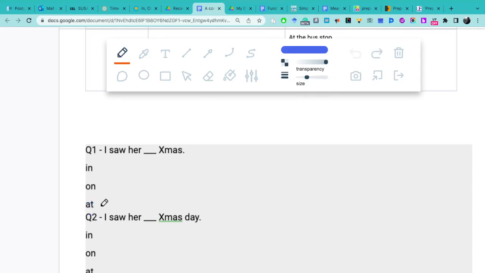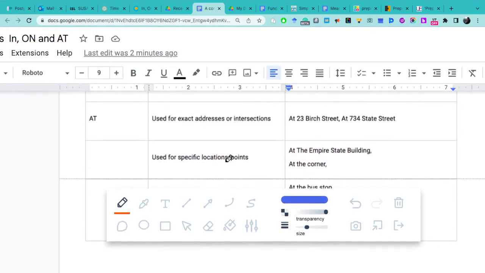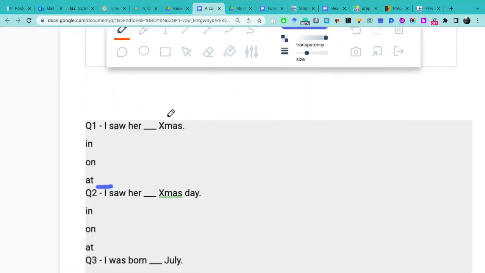So this is the preposition that we must use. Why? Because the rule says that, let me go up, with Christmas we must use at. I saw her at Christmas. Question number two: I saw her Christmas Day, in, on, or at. What is your answer? You got it. When we use the word day with Christmas or Easter or any holiday, we must use the preposition on. According to the rules, just go up to the table and review it, and you'll see the rule clearly over there.